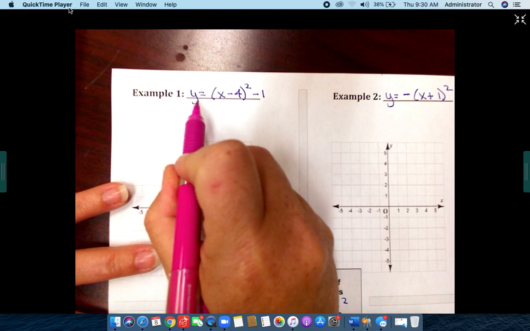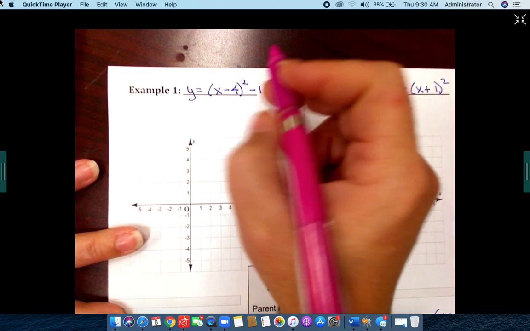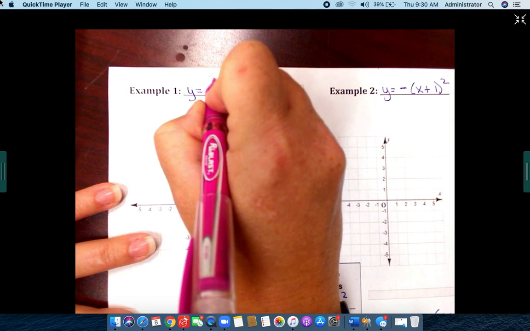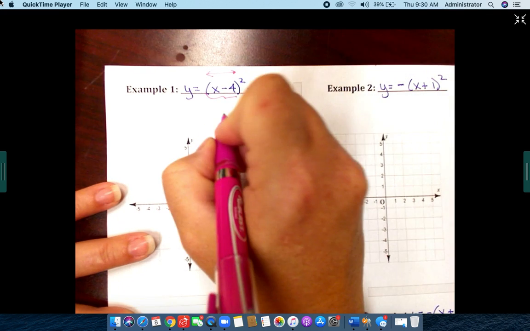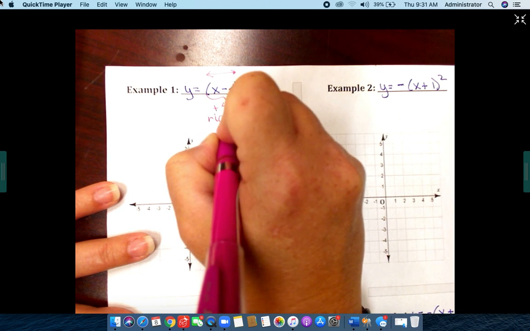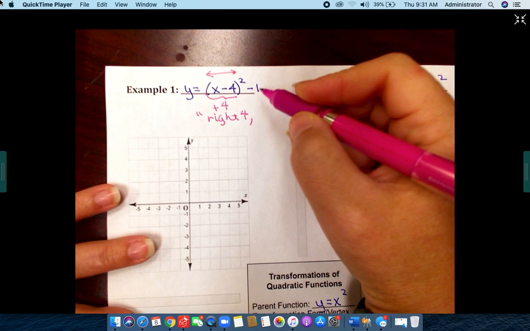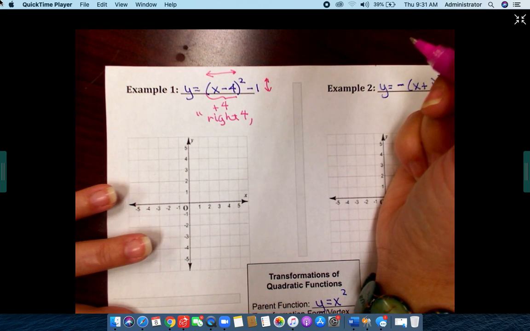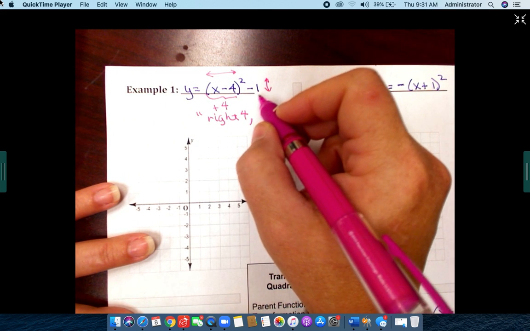So to graph y equals the quantity x minus 4 squared minus 1, I have to recognize that whatever I have in parentheses, I think about the opposite. So if my x-axis goes left and right, and if I think minus 4, my brain needs to switch that to positive 4, meaning I'm going to go right 4. For the constant here on the outside, the plus k, that indicates my vertical shift. So if I see minus 1, it is what it is. If I see minus, I'm going to go down.